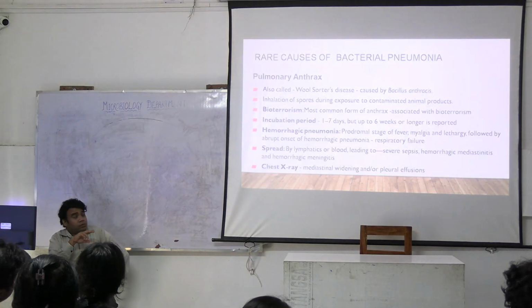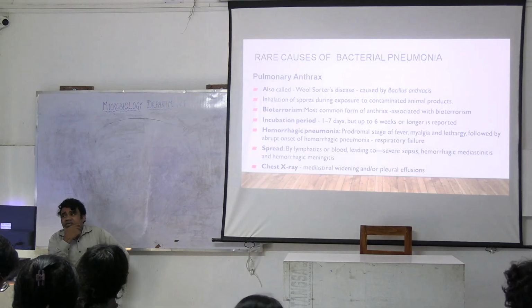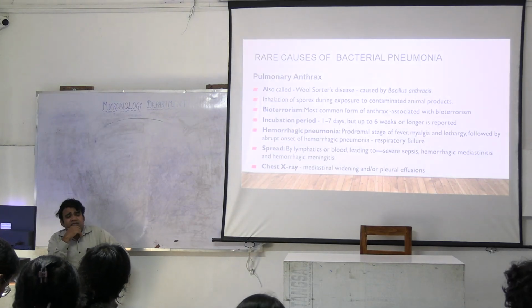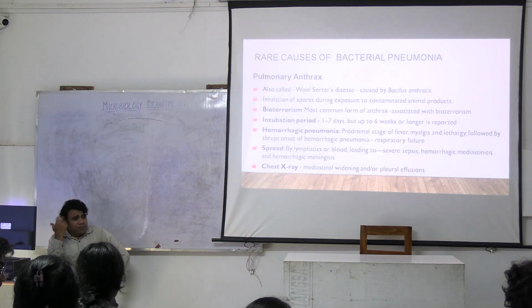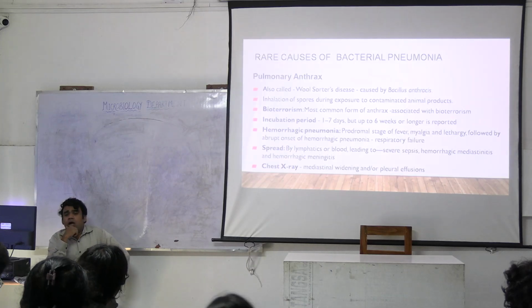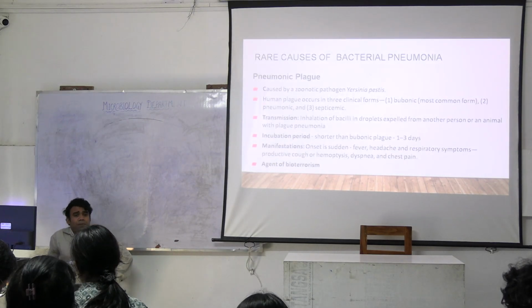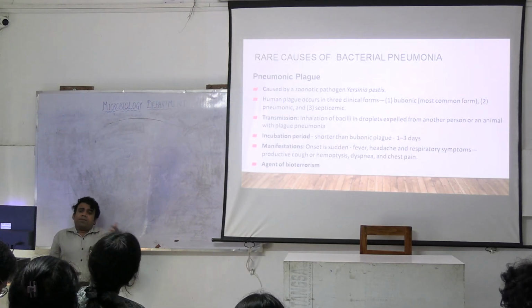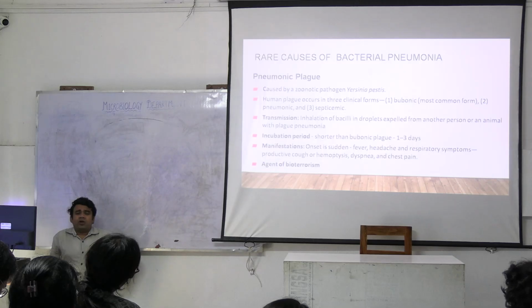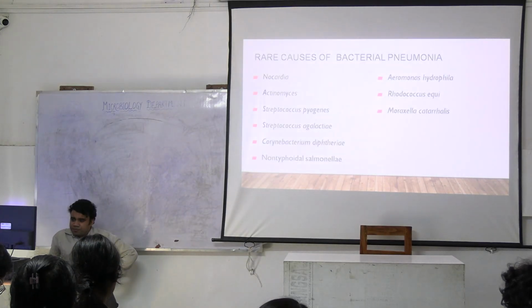Now coming to very rare but important causes of lung infection, first is pulmonary anthrax. Anthrax, as you know, is caused by Bacillus anthracis and it can spread by the respiratory route, leading to pulmonary anthrax. It causes hemorrhagic pneumonia. Similarly, plague is a systemic illness, but a variant of plague can also be seen. It is called pneumonic plague, where the typical respiratory manifestations can be seen.